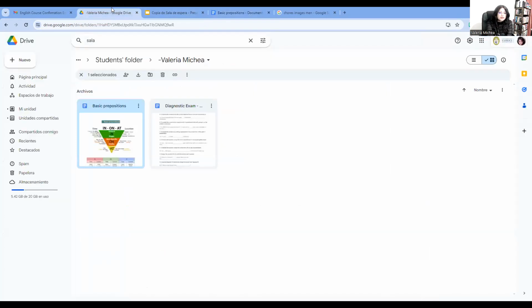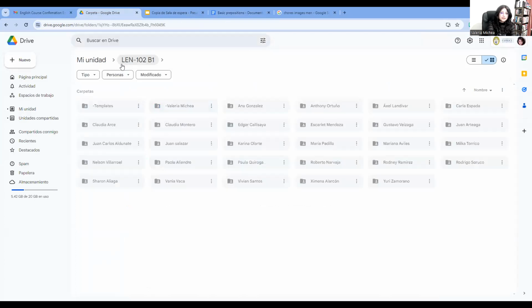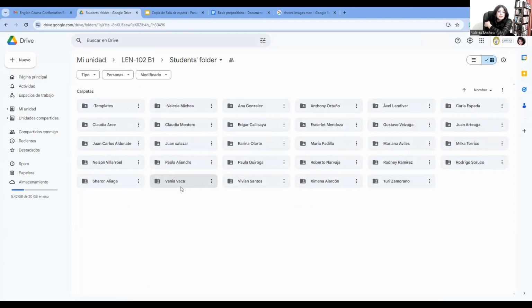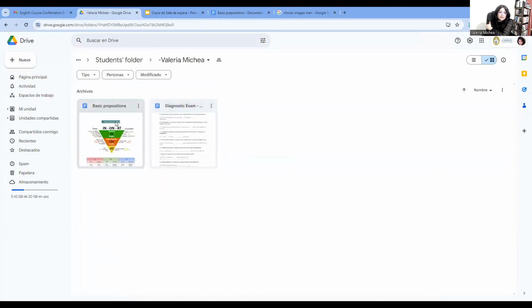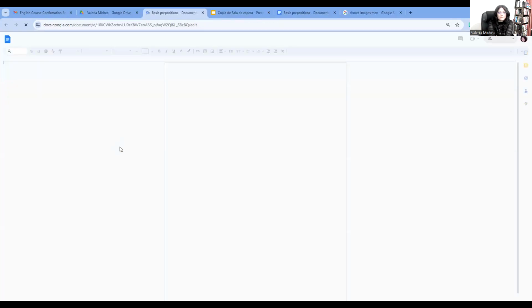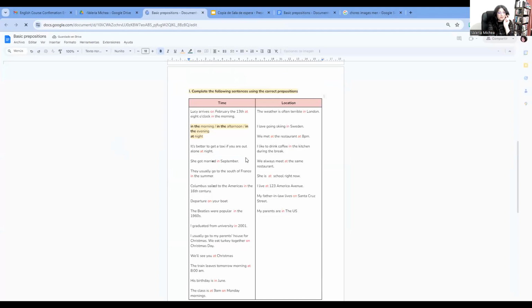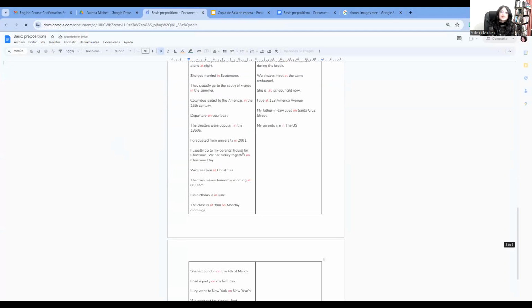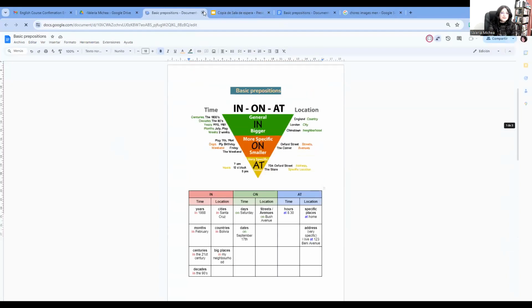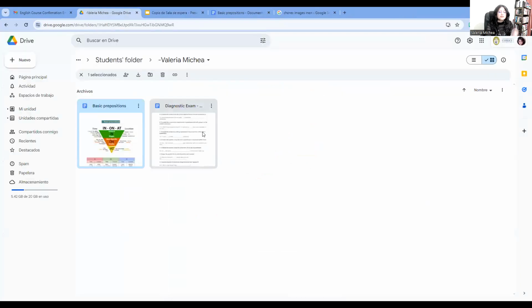Where are you going to find the document? I told you that this is the folder that I shared with all of you, and there is a folder with my name, and that's where you are going to find the document with the correct answers, okay? That's it. So whenever you have any doubt, go to that document.